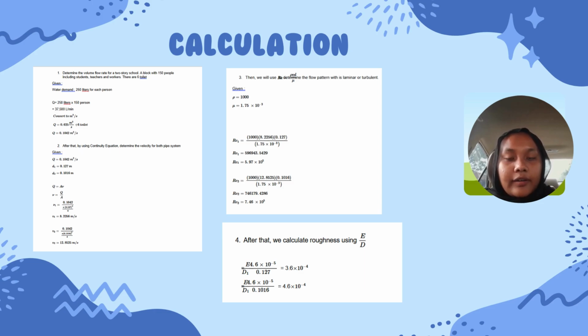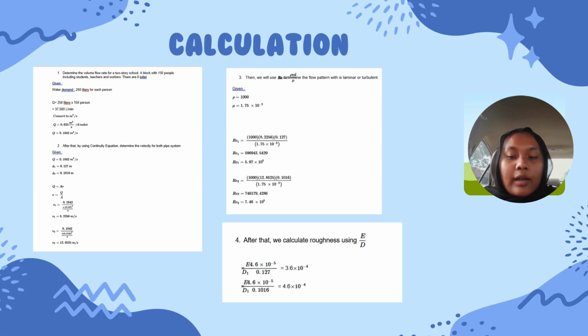Here are the calculations for this project. Number 1, determine the volume flow rate for a two-story school block with 150 people, including students, teachers, and workers. There are 6 toilets. Given water demand is 250 liters for each person. Second, by using the continuity equation, determine the velocity for both pipe systems. Number 3, then we will use the Reynolds number equals rho v d over mu to determine the flow pattern, whether it is laminar or turbulent.